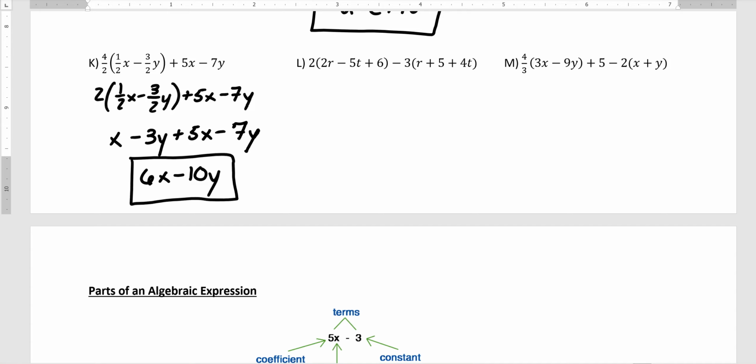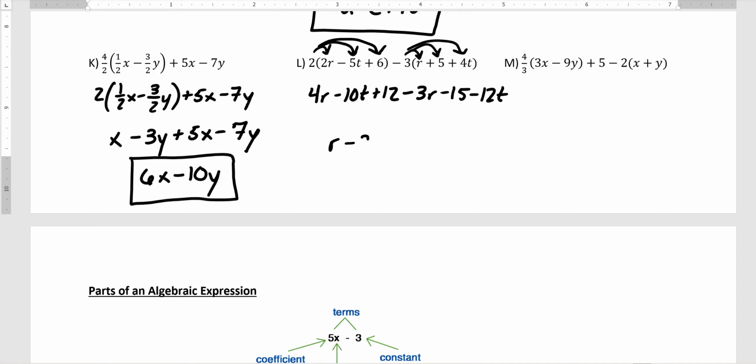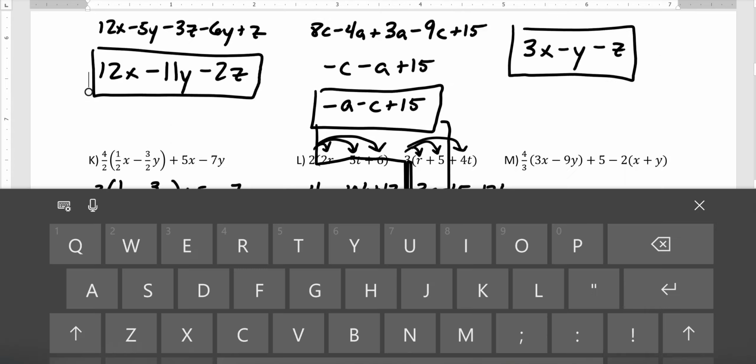Looking at letter L, got some distributing to do here. So I'm going to distribute this 2 into everything. So we got 4r minus 10t plus 12. And then we got the negative 3 that we need to distribute. So we have negative 3r minus 15 minus 12t. So 4r minus 3r is just r. Negative 10t minus 12t is negative 22t. And 12 minus 15 is negative 3. So I got r minus 22t minus 3.